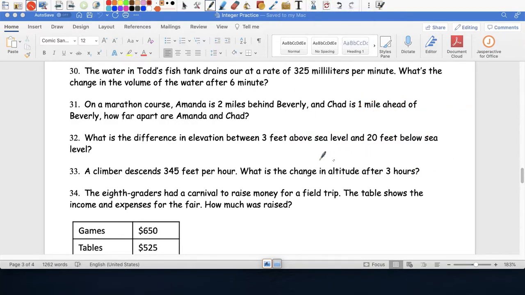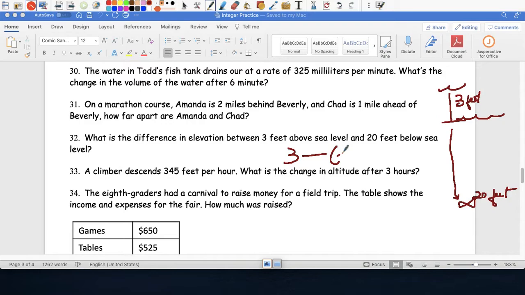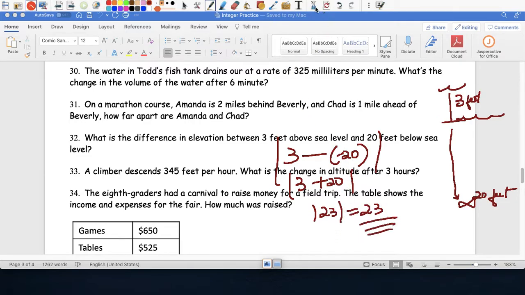What's the difference? Difference implies subtraction between 3 feet above sea level and 20 feet below sea level. So here's a bird, 3 feet above sea level. And here's a fish, which is 20 feet below sea level. We want the difference in elevation, so we would do 3 minus negative 20. Remember, we take the absolute value. So you get 3 plus 20, which is 23, and the absolute value of 23 is just 23. So the difference in elevation between the two of them is 23 feet.